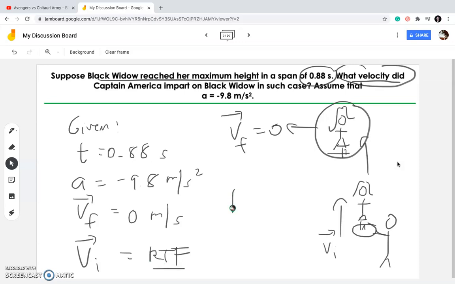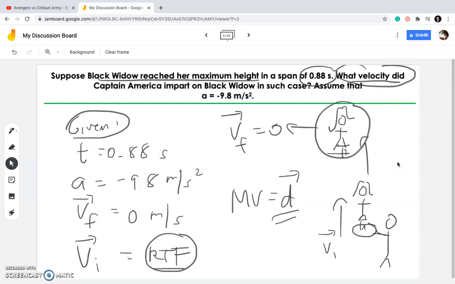Of course, the missing variable would obviously be displacement because once again, missing variable is the variable that's not a given, but it's also not the RTF. There we have it. Now, why do we need to know the missing variable again?